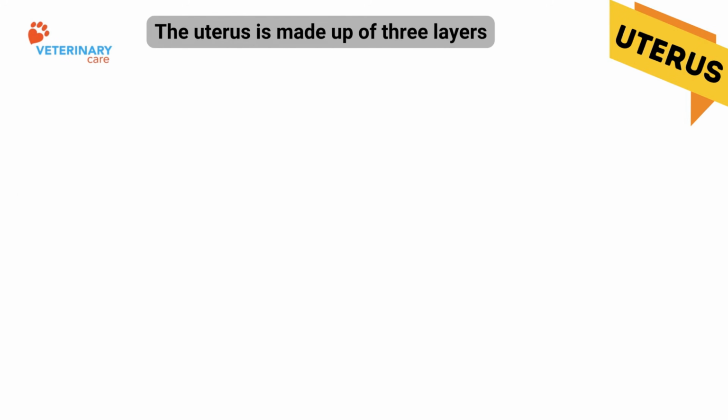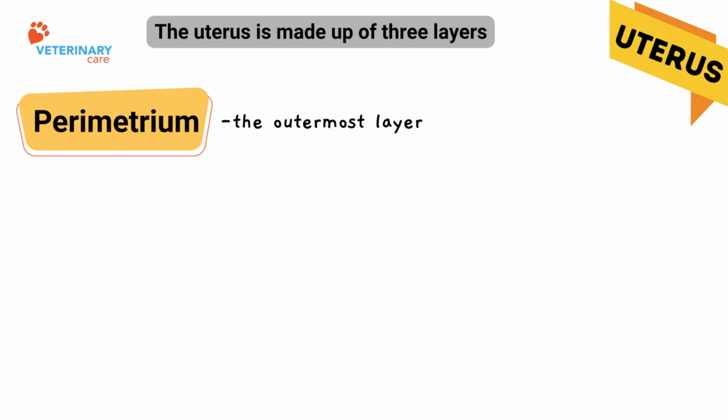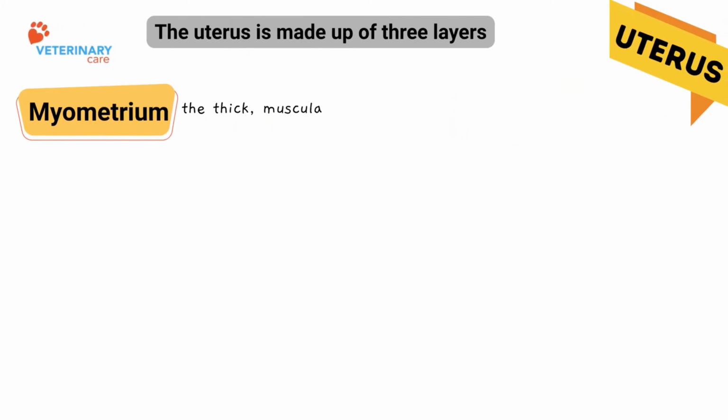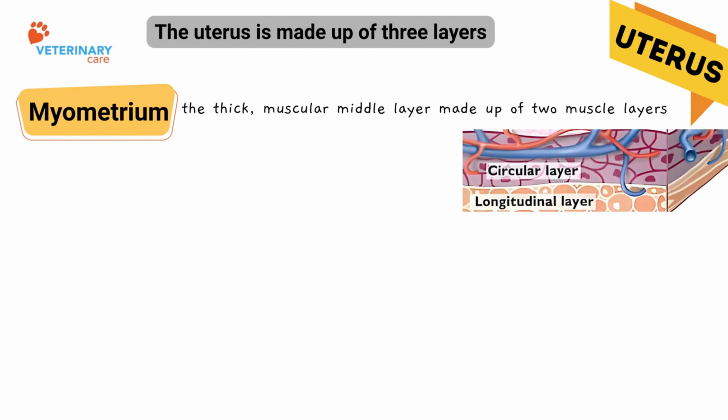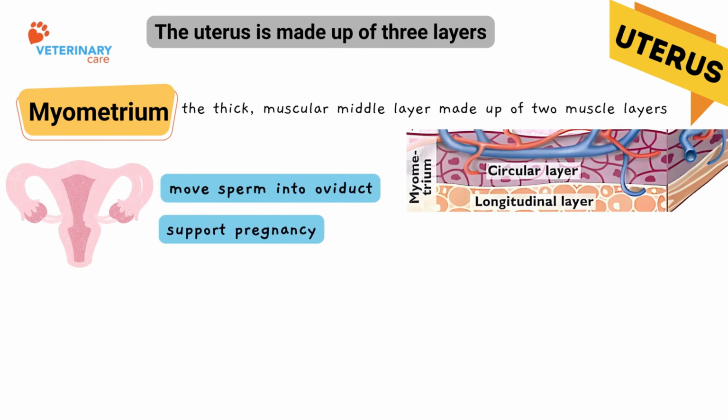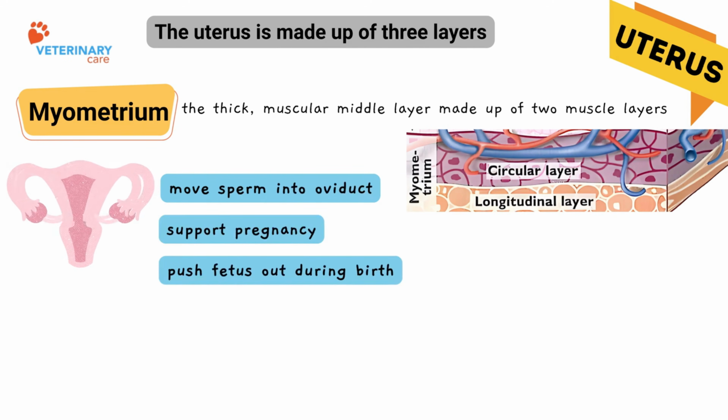Now, let's talk about the structure of the uterine wall. The uterus is made up of 3 layers. The outermost layer is called the perimetrium, or serosa, and is a thin, transparent membrane that protects the uterus. Beneath that is the myometrium, the thick, muscular middle layer made up of 2 muscle layers, an outer longitudinal layer and an inner circular layer. These muscle layers work together to create motility, or contraction, which is important for moving sperm, supporting pregnancy, and pushing the fetus out during birth.